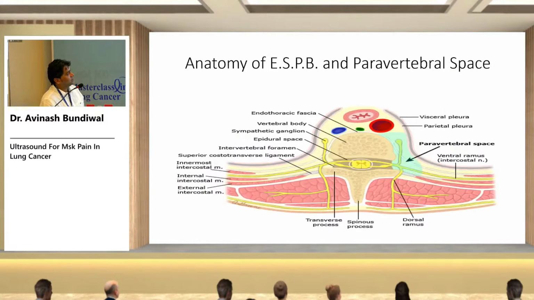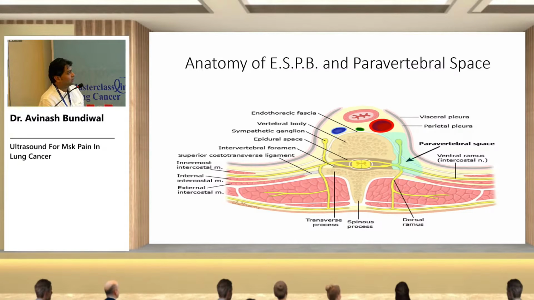So this is the anatomy of the erector spinae plane block as well as paravertebral space. So you can see this is your posterior, this is spinous process, this is paraspinous muscle or erector spinae muscles. This is your innermost intercostal, intercostal and external intercostal, and this is the most important structure, costotransverse ligament, which forms the posterior boundary of the erector spinae plane block and anterior boundary of the paravertebral space, and this is the paravertebral space.